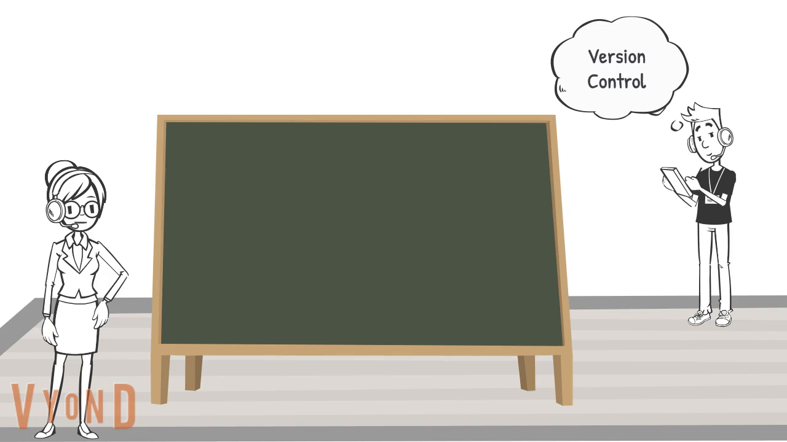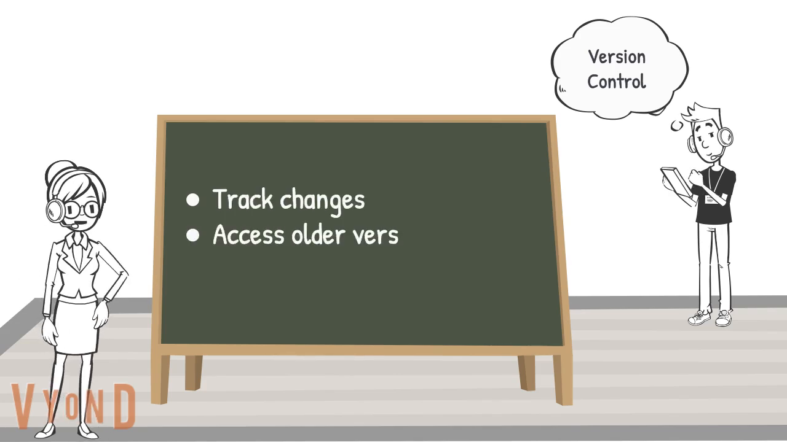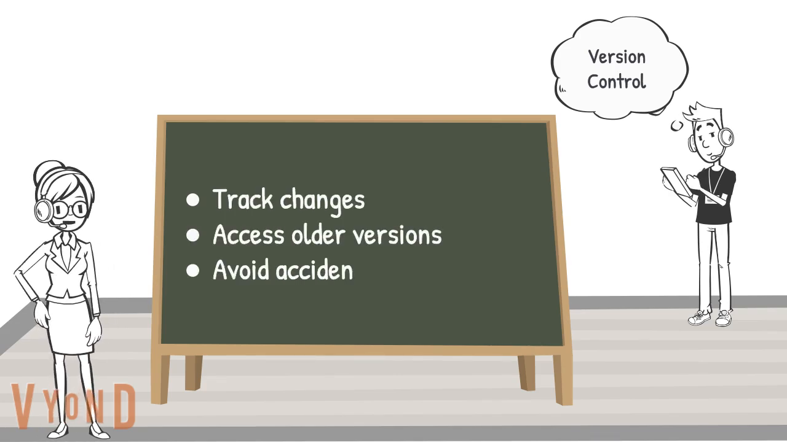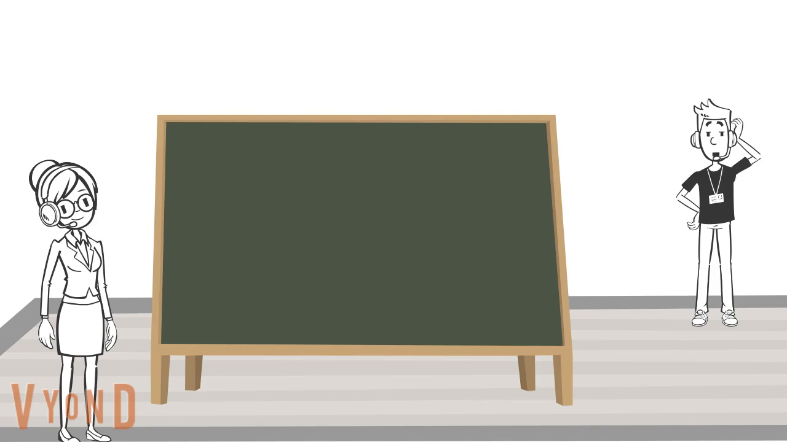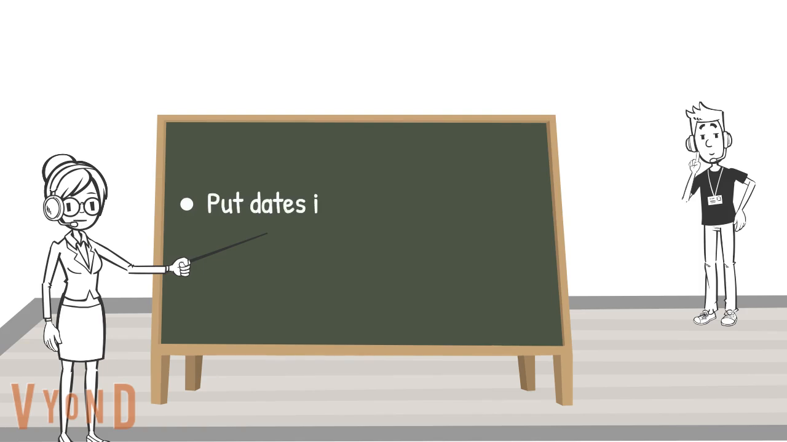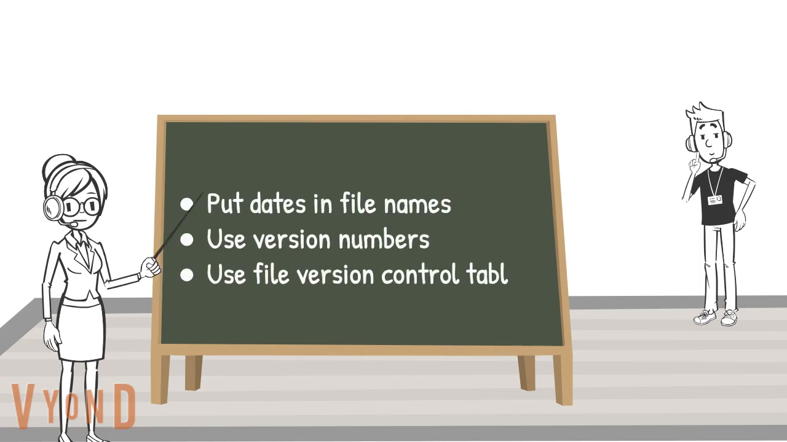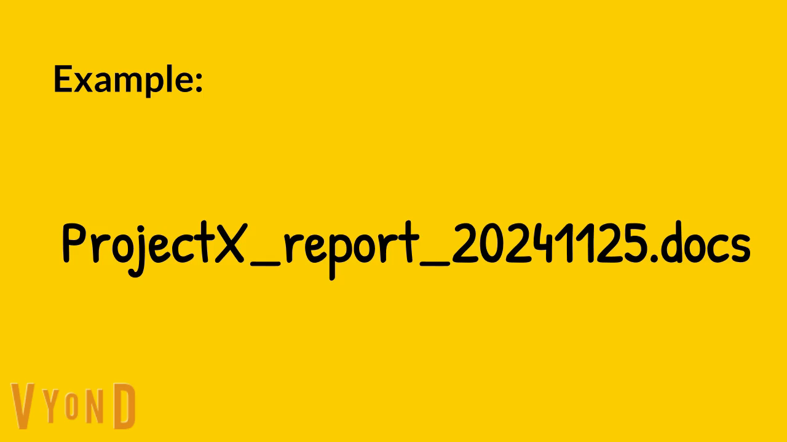I feel you. Version control is like having a time machine for your files. You can track changes, go back to older versions, and never worry about accidentally overwriting something important. That sounds amazing, but how do we actually do it? There are a few different ways, including putting dates in file names, using version numbers, and even file version control tables.